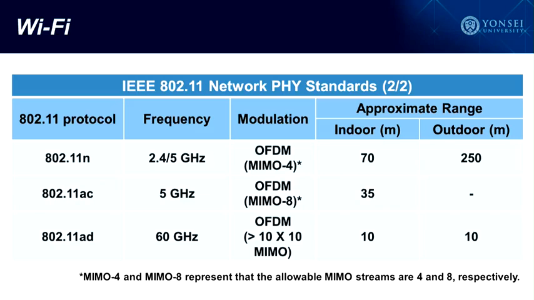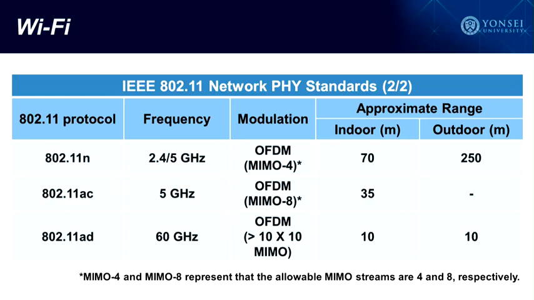Now, for 802.11ac, which operates at the 5 gigahertz range, this uses OFDM MIMO 8. And the indoor range is around about 35 meters. The outdoor range is a little bit hard to determine.